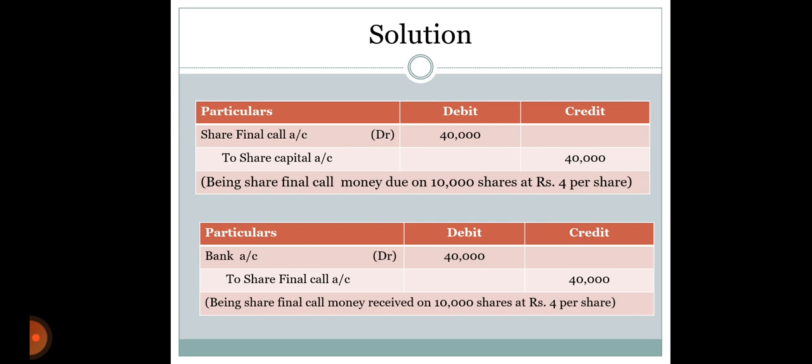After that, the shareholders pay for that due, and the final entry is bank account debit to share final call account. Here the amount is 10,000 shares at rupees 4 per share.